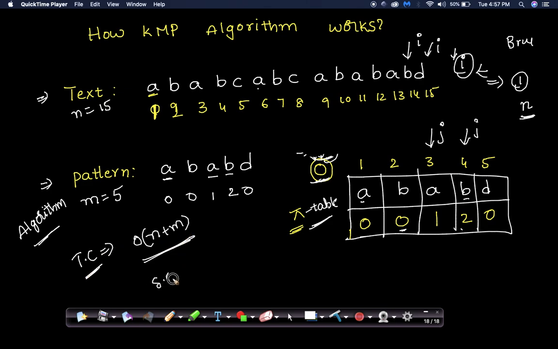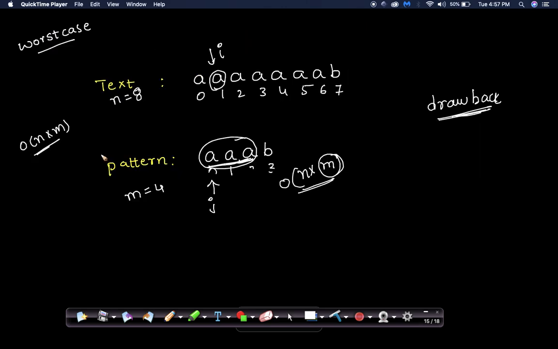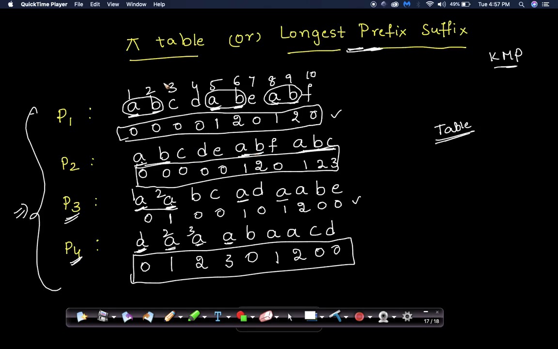And what about the space complexity? We have constructed a pi table of size m, so the space complexity of this algorithm is order of m. This is a better algorithm than the brute force approach. In the brute force approach, we solved this problem in order of n into m, which is nothing but quadratic time, and here we have solved it in linear time, that is m plus n time. That is the basic advantage, the beauty of the KMP algorithm, by constructing a pi table. I hope you understand this, right?